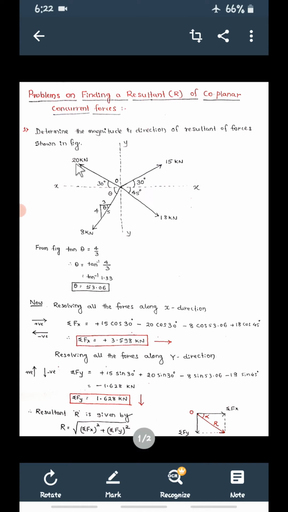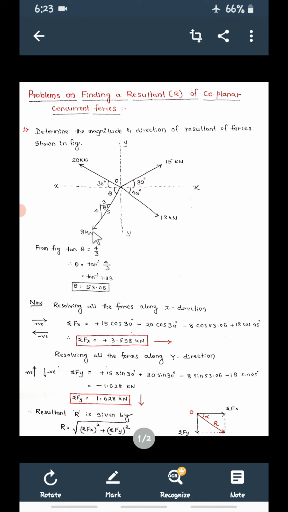Then the second force, 20 kilonewton. Make this force vertical now. Again it will be moving upward. So upward means plus, so plus 20, again sin 30. Vertical means sine of this angle. So plus 20 sin 30.